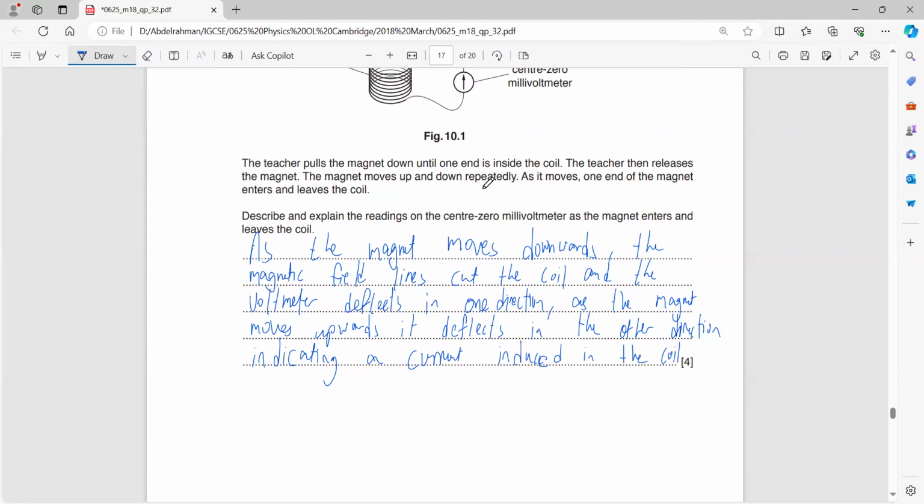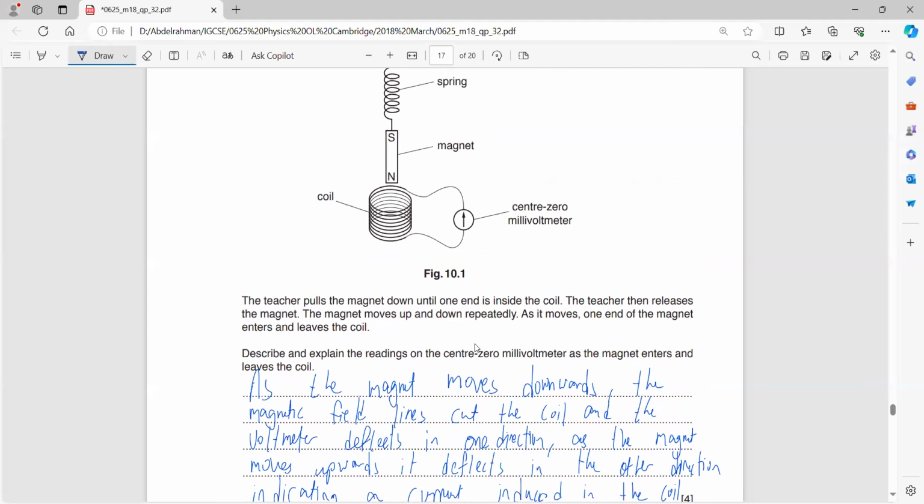So what do I mean by cutting and what do I mean by deflecting? The magnet has a magnetic field. These magnetic field lines are invisible. You don't actually see these lines, but they are there. What happens as they move upwards and downwards? They pass through the coil. They cut the coil. Do they actually cut them using scissors? No, they just pass through the coils. Passing through the coils is what we call cutting the coils.